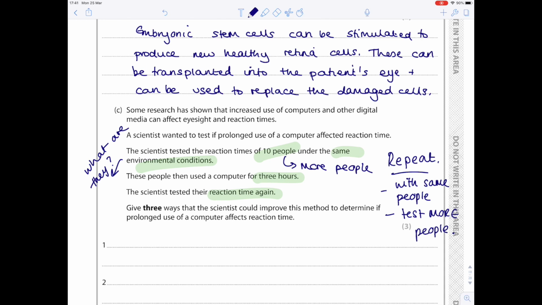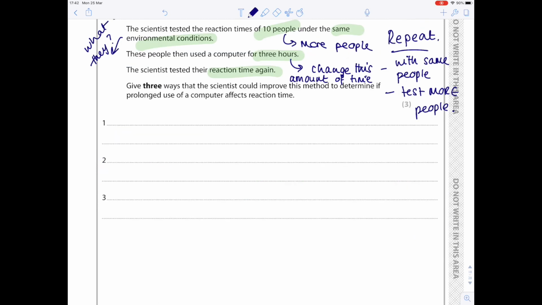We said that they used the computer for 3 hours, but we could change this amount of time. So let's list some of these now. So change the amount of time that the computer is used for.